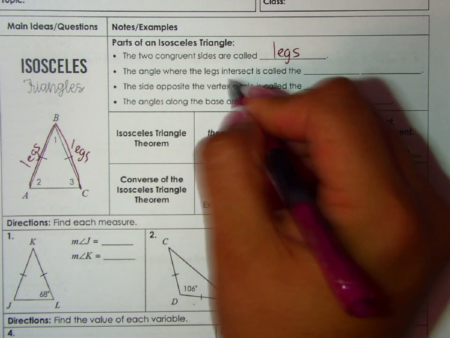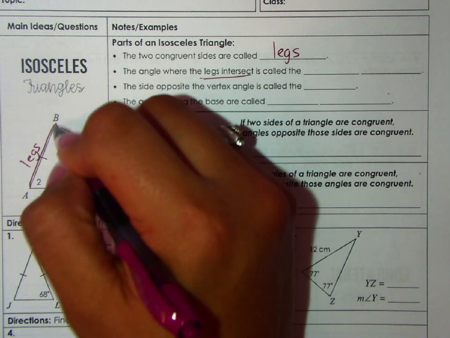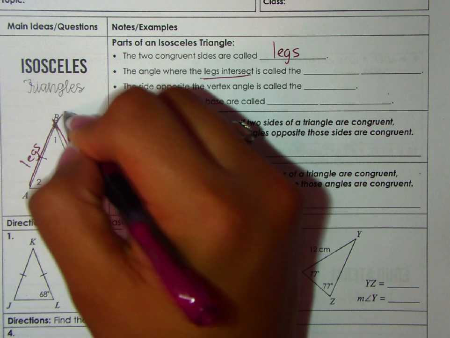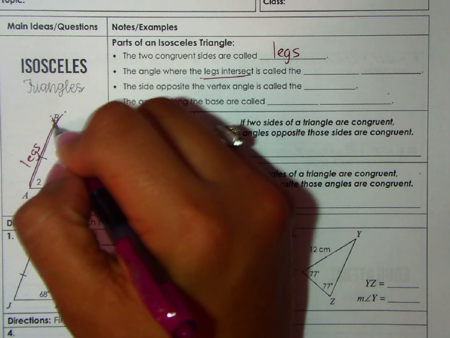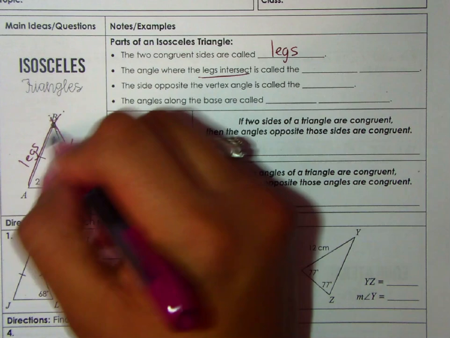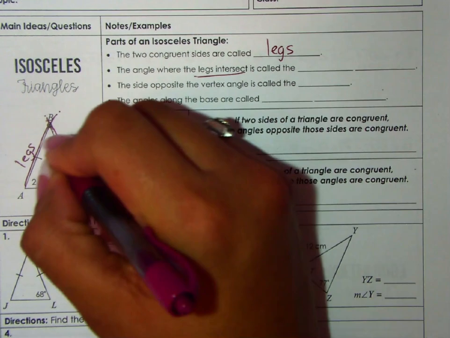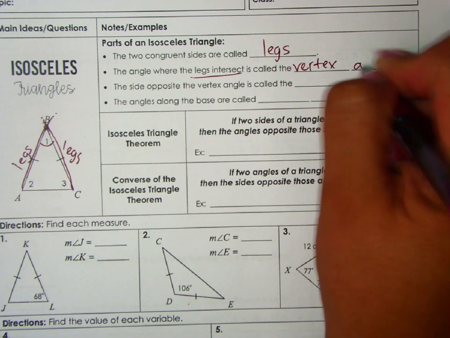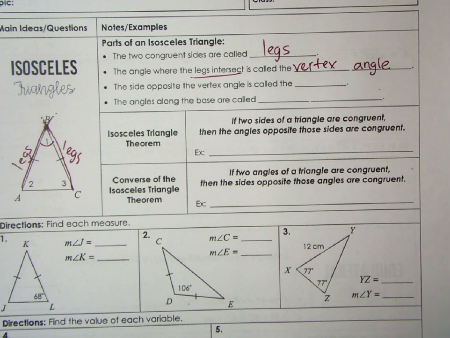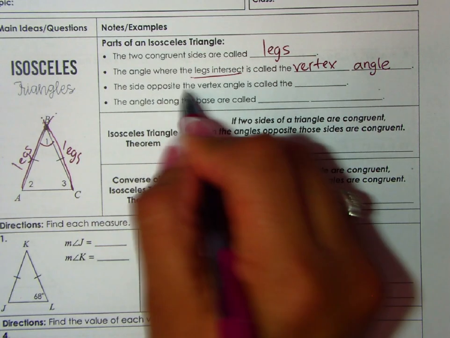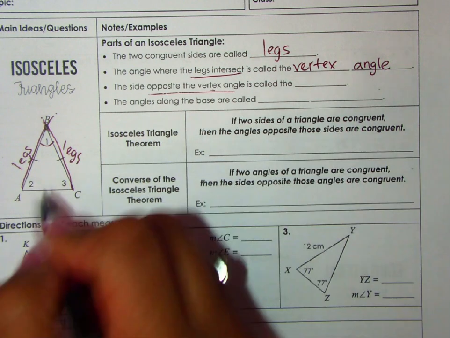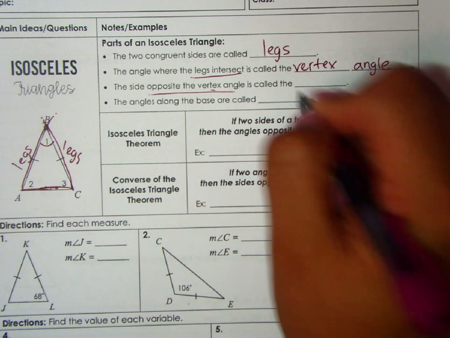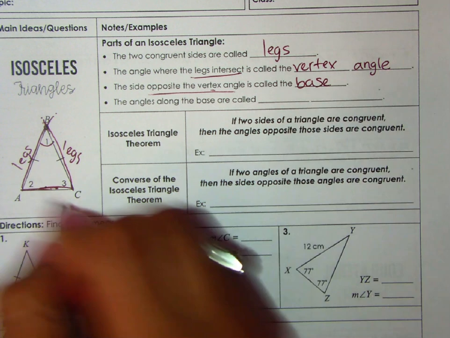The angle where the legs intersect is called the vertex angle. That's this point right here, imagining that the lines keep extending, and this is the vertex, or where they meet. So that angle right here is going to be called the vertex angle. Next, the side opposite to the vertex angle is called the base, this one right here. The base of the triangle.